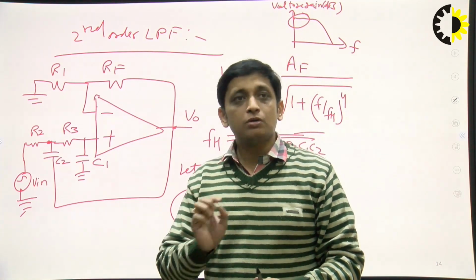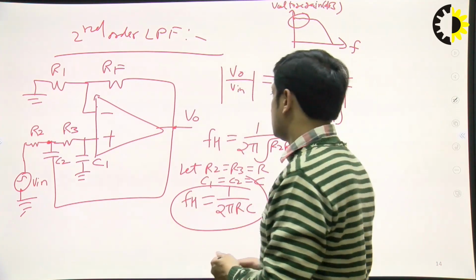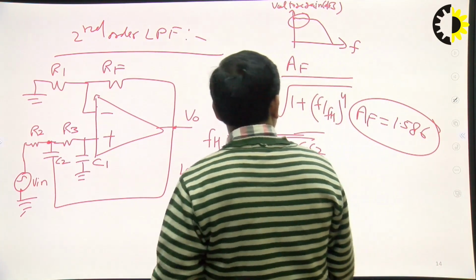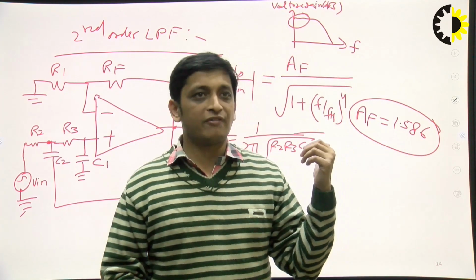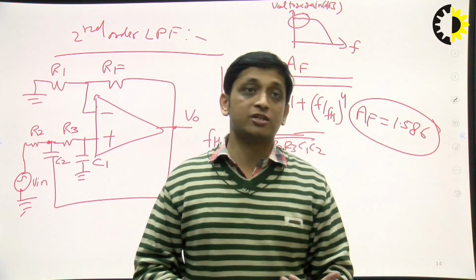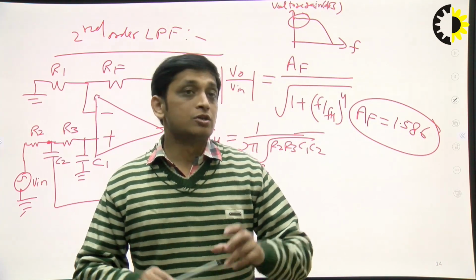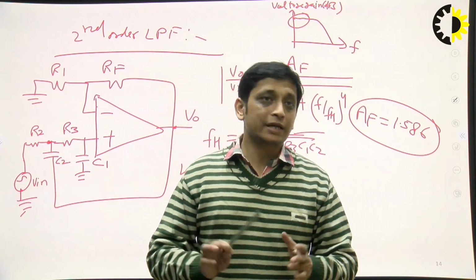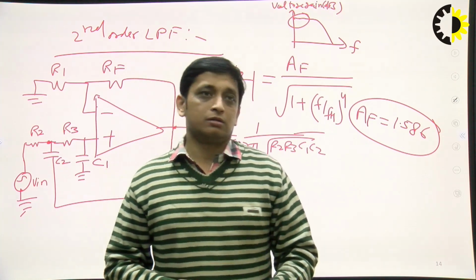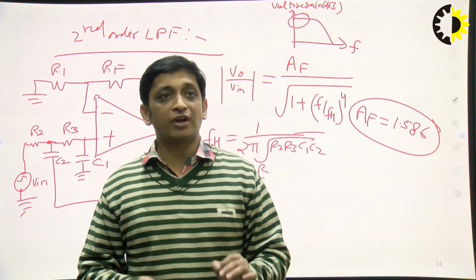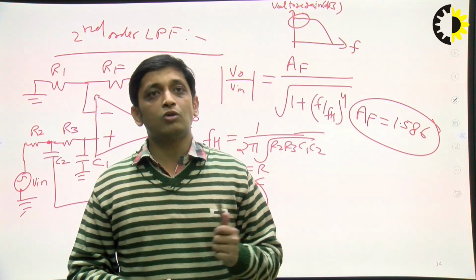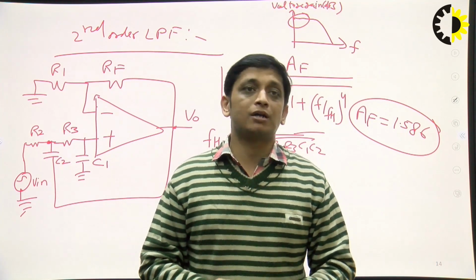To ensure the flat pass band in the second order filters, it is mandatory to put the value of AF equal to 1.586. So this value of AF, 1.586, gives the flat pass band. And when we get the flat pass band, then we say that it is the Butterworth filter, it is the Butterworth response. So it is desirable to get the flat pass band. So for that, in the second order low pass filter, we put AF equal to 1.586. It means that if in the numerical the value of AF, that is the pass band gain, is not given in a second order filter, then always take AF equal to 1.586, because this value of AF ensures the flat pass band and which gives the Butterworth response.